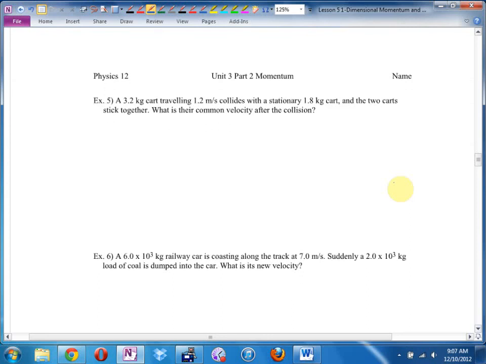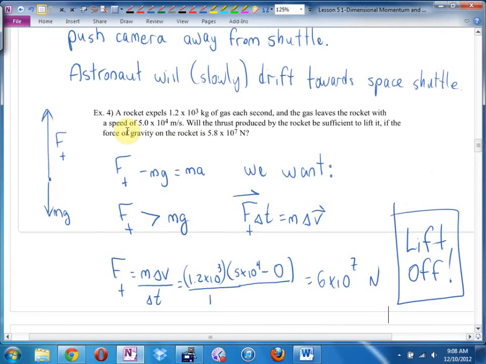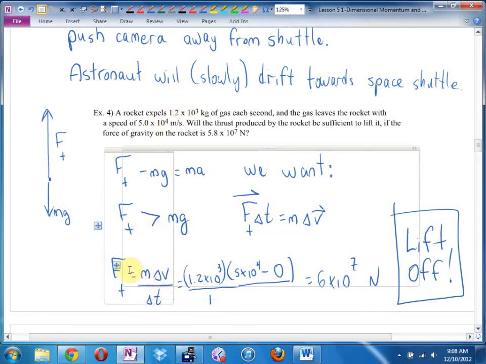Collisions. A 3.2 kilogram cart traveling 1.2 meters per second collides with a stationary 1.8 kilogram cart, and the two carts stick together. What's their common velocity after the collision? Did I say collision? This is a job for momentum. By the way, Mr. Duick, how come here you didn't go the sum of all momentum? You'll notice here I saw time and force. I figured I'd probably be ending up with the impulse equation.